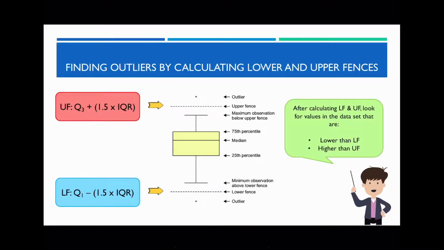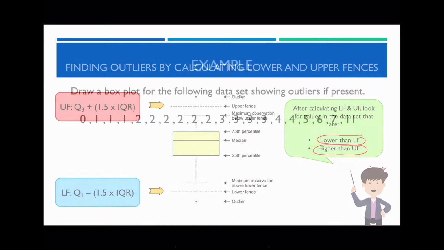After you calculate the lower fence and upper fence, you need to make sure that you refer back to your data set to see whether there are any values lower than the lower fence and whether any values are higher than the upper fence. Most students make the mistake of just calculating the lower fence and the upper fence, but they haven't actually referred back to the data set to work out what the actual outliers are. So make sure you refer back as your last step to ensure that you can see if there are any outliers present.